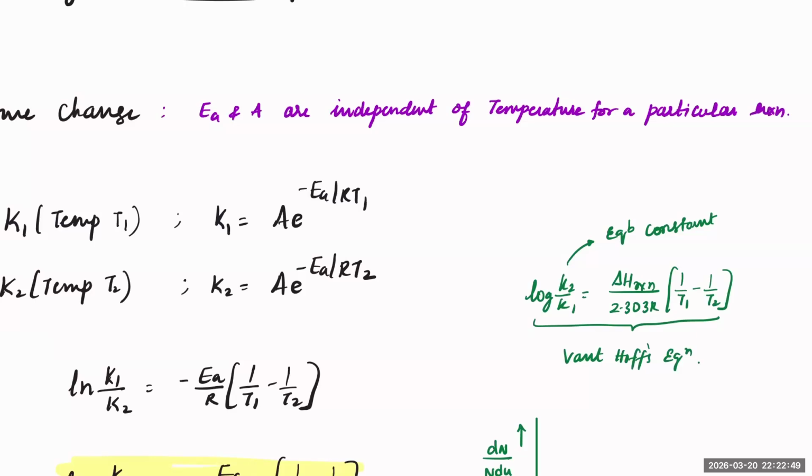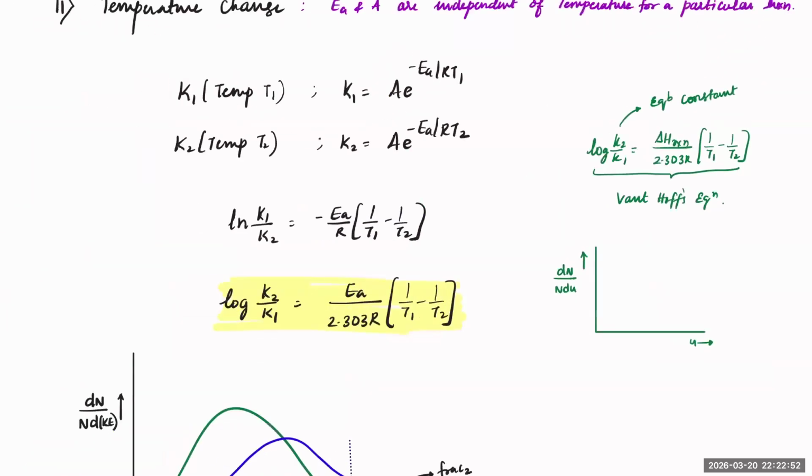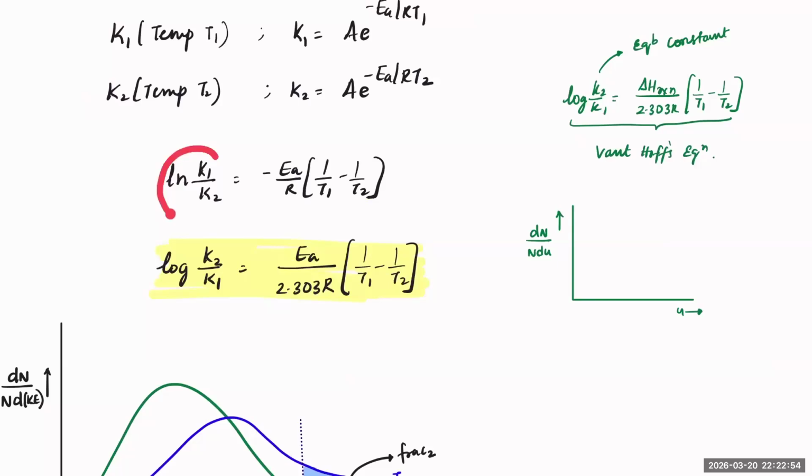So we will get ln K1 by K2 equal to minus EA by R into this term. Now this is very similar to the equilibrium constant formula which we derived for two different temperatures in terms of delta H of the reaction, which we call Van 't Hoff's equation. So ln K2 by K1 is equal to delta H of reaction by 2.303 R into 1 by T1 minus 1 by T2.